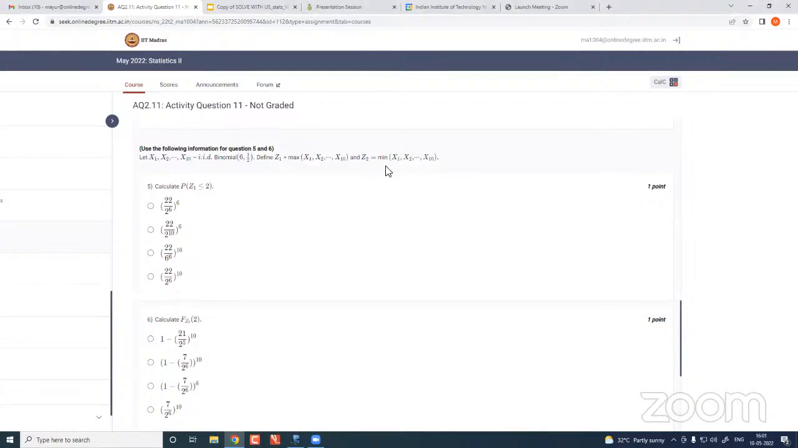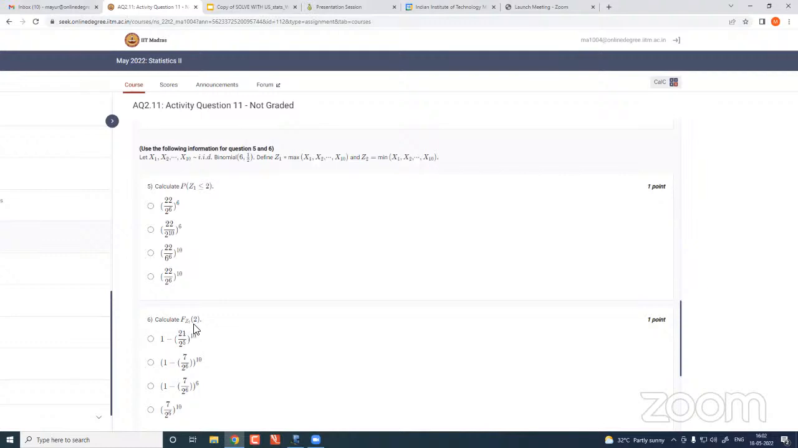So you see, Z2 is what? Minimum of x1, x2 to xn, correct? Now x1, x2 and xn are what? IID binomial with n equals 6 and p equals 1 by 2, right? The probability of success. So each x1 is what? What is the range for x1, x2, and xn individually? 0 to 6, correct?